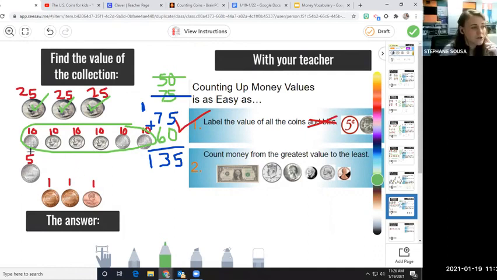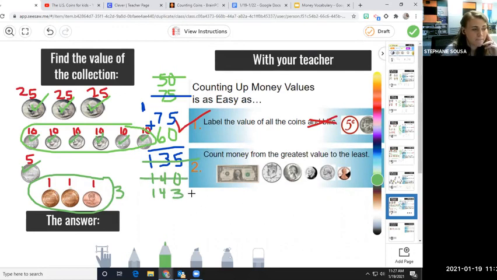I still need to add my nickel. So I'm at 135 cents plus 5 more is 140 cents. I have 3 pennies that I know equals 3 cents. So I'm going to add that and I will have 143 cents. This is my total.